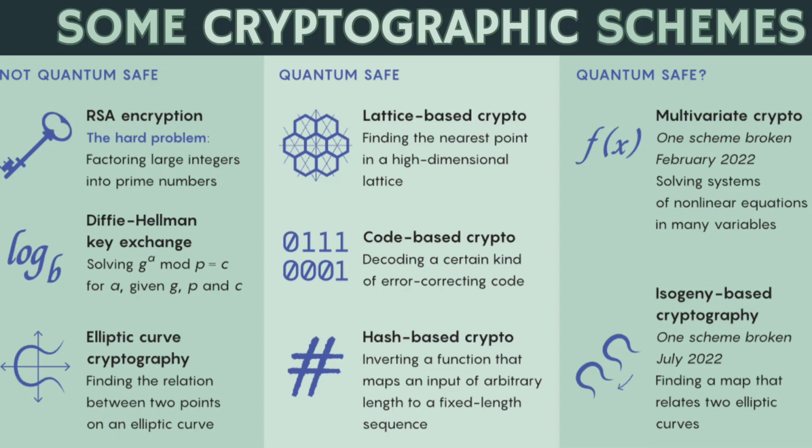And there are some more, like code-based cryptography, the error coding we generally refer to. Then there is hash-based cryptography. Then there are some cryptography schemes on the right, as you see, which were believed to be quantum safe, but it is said that they could be defeated by quantum computers. Okay, so moving on.